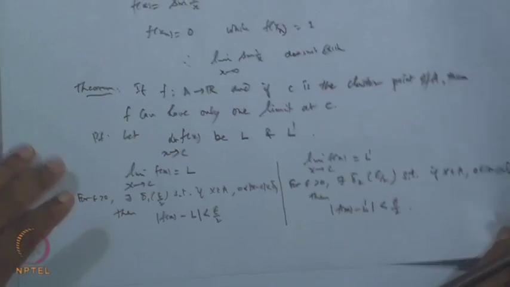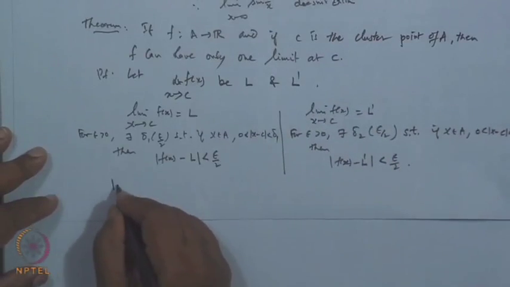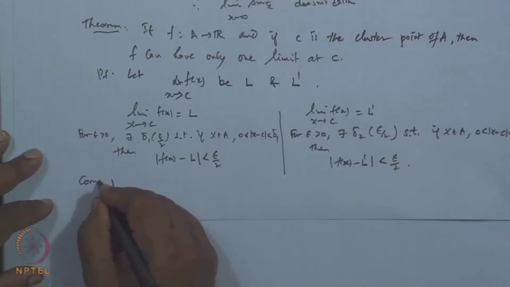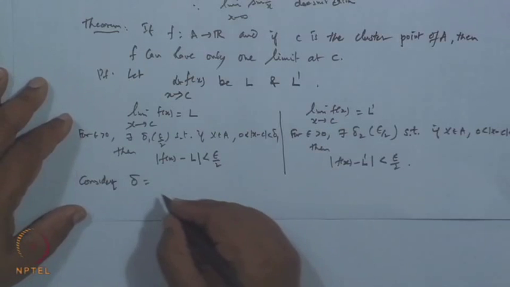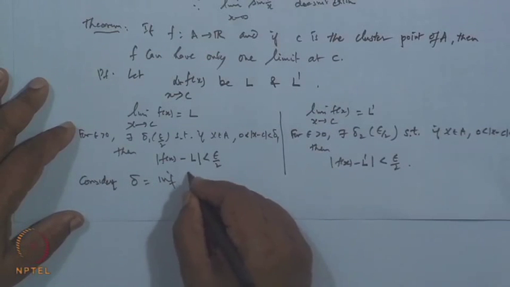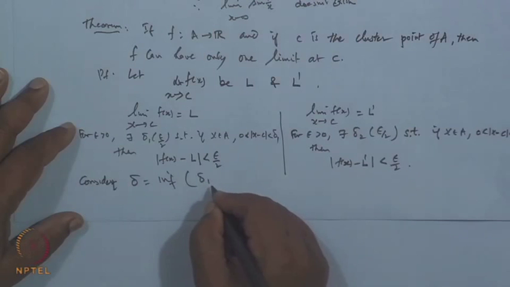Now, consider mod L minus L dash. Consider delta to be the infimum of delta 1 and delta 2.